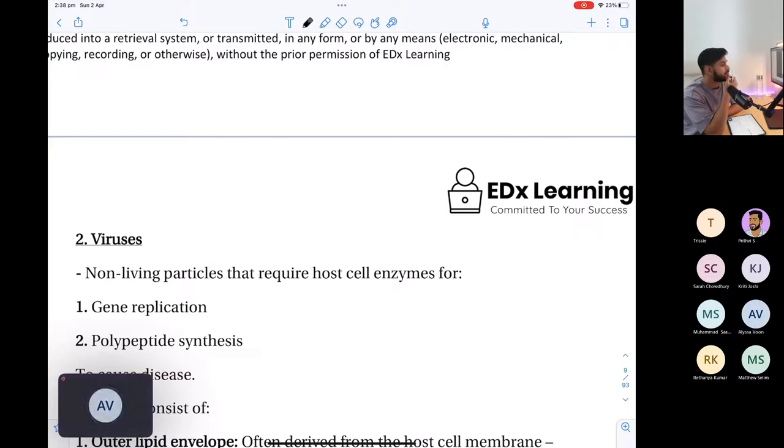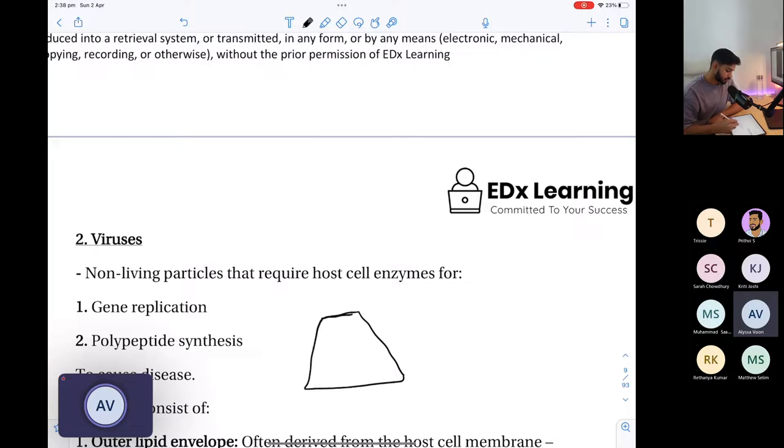But Alyssa? It's non-living and it's got a space filled with its genetic material that it then injects into other cells. Very good. So it has a space with its genetic material. So the first thing she's identified is it has genetic material. It can be DNA or RNA. Last time I drew DNA, so this time I'm just going to draw RNA.